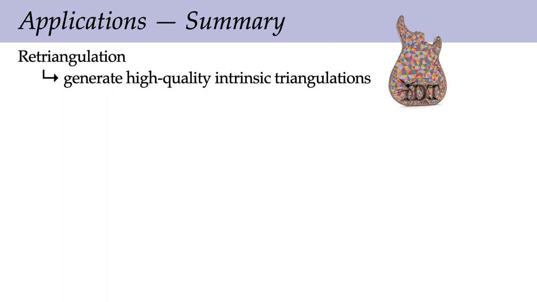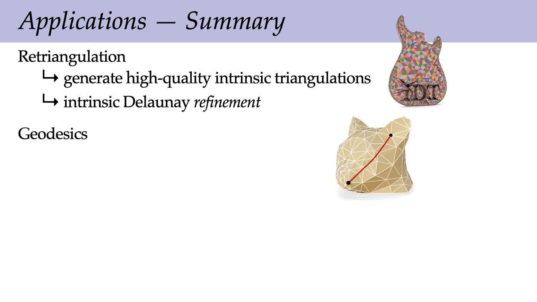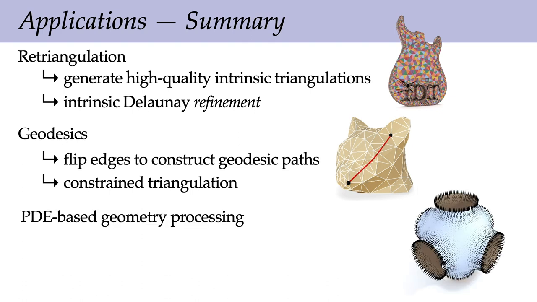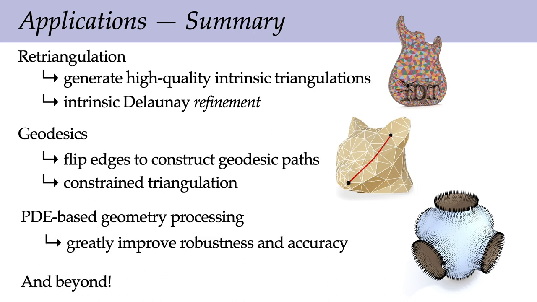So to wrap up this section, we saw intrinsic retriangulation algorithms, which allow us to generate high-quality intrinsic triangulations. And in particular, intrinsic Delaunay refinement is really powerful, generating triangulations with low element counts and guaranteed angle bounds in milliseconds. This is a big deal because it's finally a surface remeshing scheme that has efficiency and quality in line with the planar case. We also saw how we can use intrinsic triangulations to construct geodesic paths by greedily flipping edges, and this is particularly useful to generate constrained triangulations that conform to particular paths along the surface. When solving PDEs, we saw that intrinsic triangulations can be used to greatly improve the robustness and efficiency of existing algorithms. And lastly, keep in mind that these triangulations can go even further, for instance, porting 2D computational geometry procedures to surfaces.